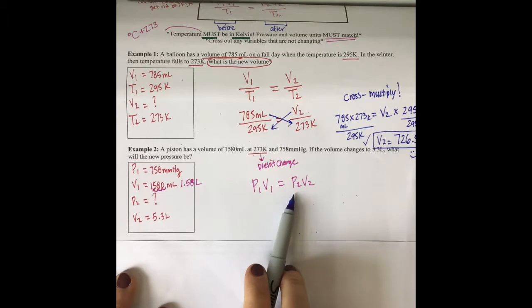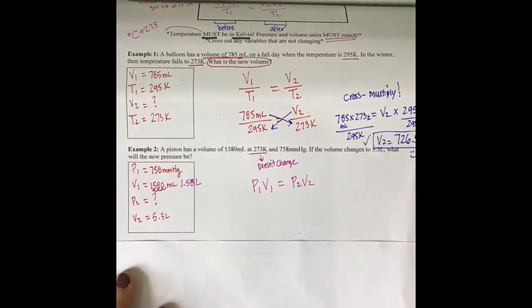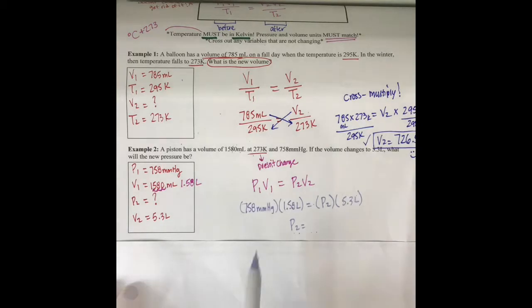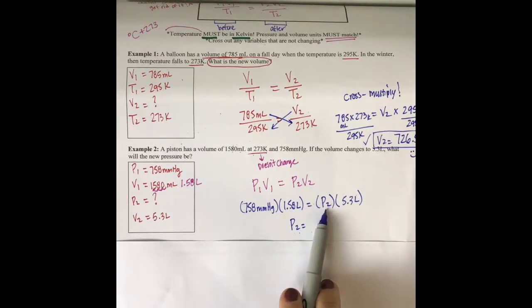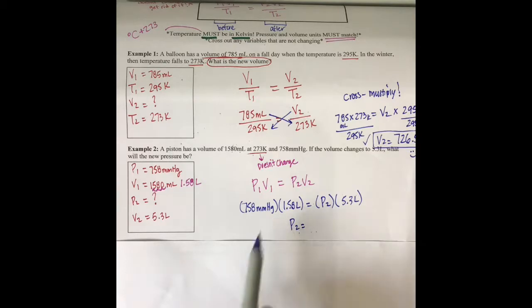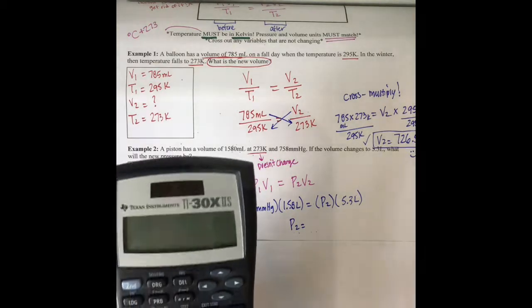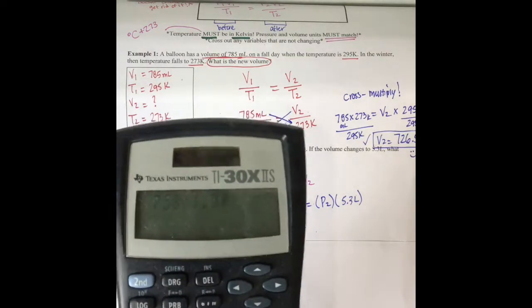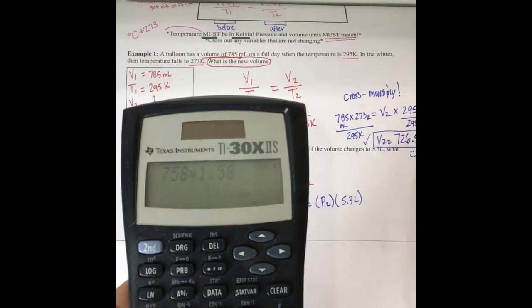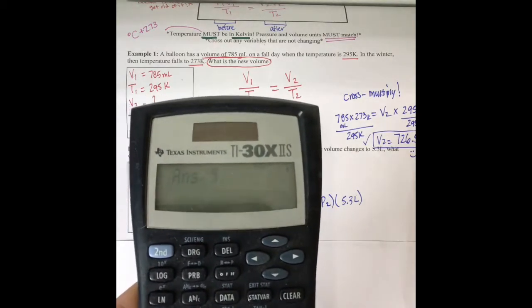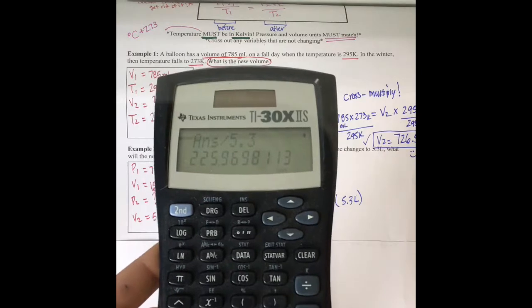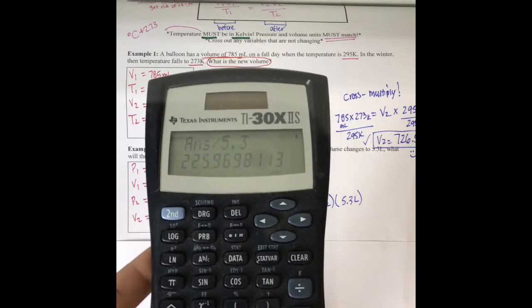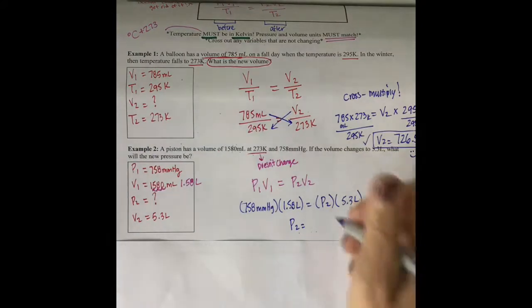I would like you to solve for P2, and then I want you to flip over to the first page and make sure your answer makes sense with one of the gas laws that we learned earlier in the lecture. Okay, I've plugged in the variables for solving for P2, which means I need to divide by 5.3. So I'm going to take 758 times 1.58, press equals, and I'm going to divide by 5.3. And I get 225.96. So let's just call this 226.